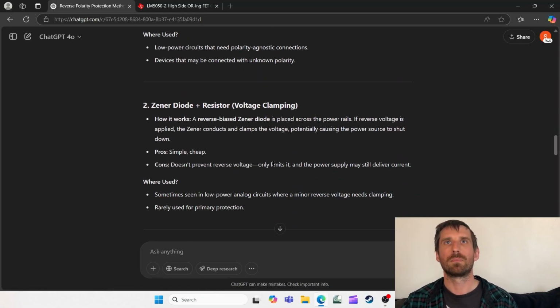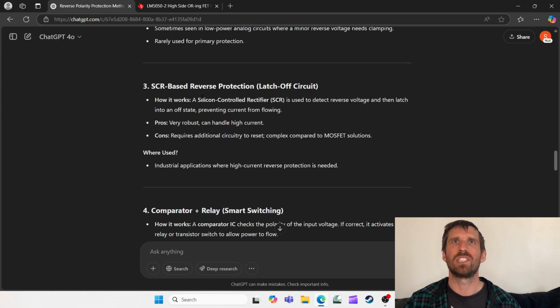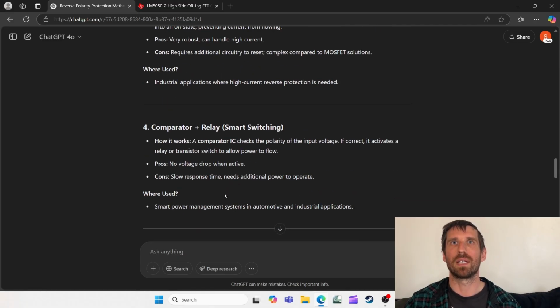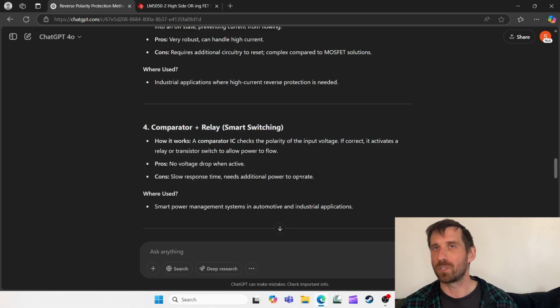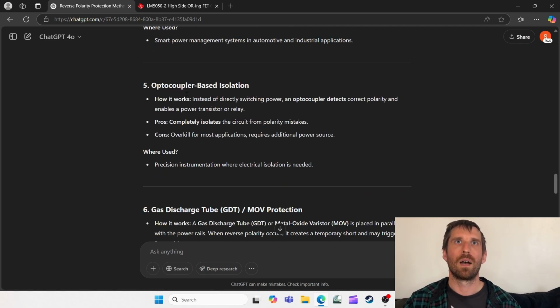So that was cool. Another one, Zener diode plus resistor. Yeah, okay. Rarely used for primary protection. Yeah, because I want primary protection. This one, SCR-based reverse protection, we're not going to go through that. Never seen it done. Comparator plus a relay. Needs additional power to operate. That means a second voltage source. Nope. We're going to skip that. Optocoupler. Thought that was interesting, but it requires an additional power source. Nope.